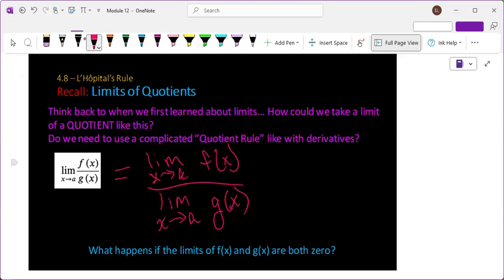So when we're looking at the quotient of two functions, what we're asking is, as we get closer and closer to a particular value, what are these two functions doing? And when we're looking at the quotient, what we're actually looking at is which one grows faster? Do they grow at the same rate, or is one faster than the other?